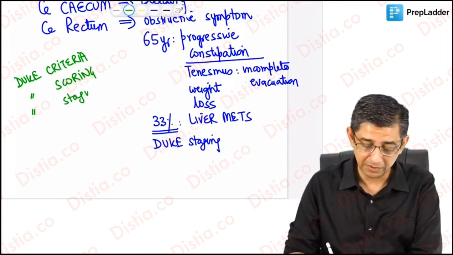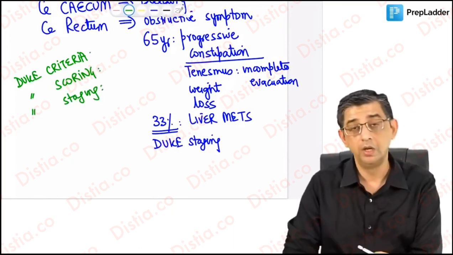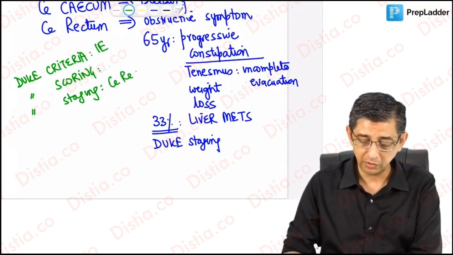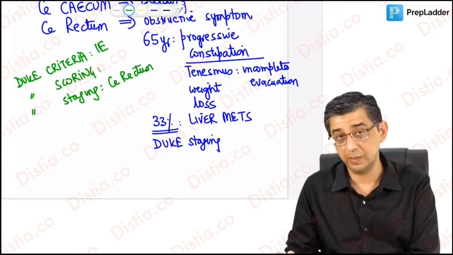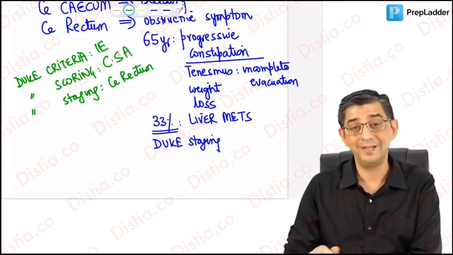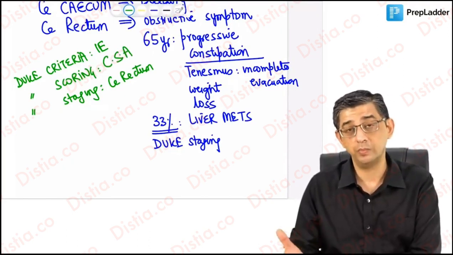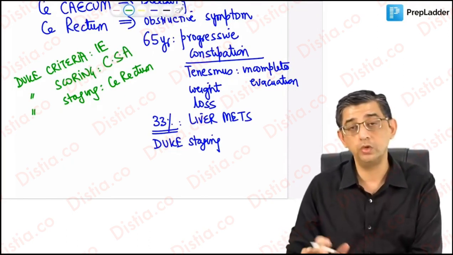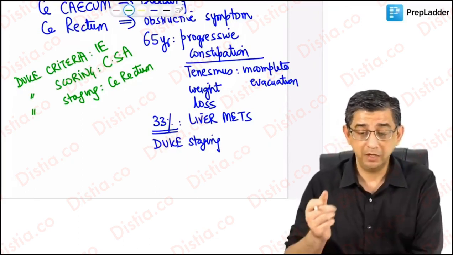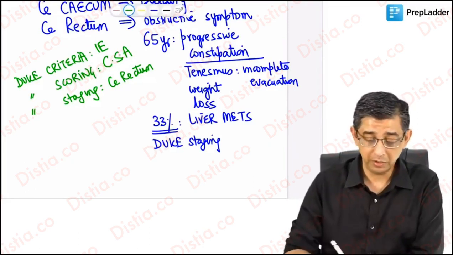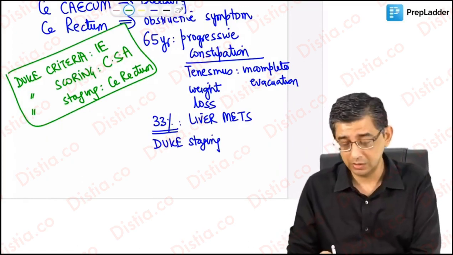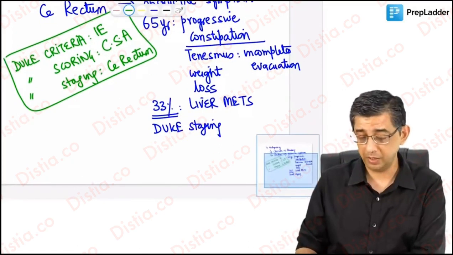There are three questions, the miscellaneous ones that I'm mentioning here before you. Duke's criteria is the easiest of them: infective endocarditis. Staging has already been told. I think I've given you substantial time to think, guys. Duke scoring is what is taught in chronic stable angina, where we decide based on the treadmill test report whether you should go for CABG, PCI with stenting, or conservative management in the form of medication. So decision making in chronic stable angina is done on the basis of Duke scoring. These are three miscellaneous MCQs that I want you to remember.